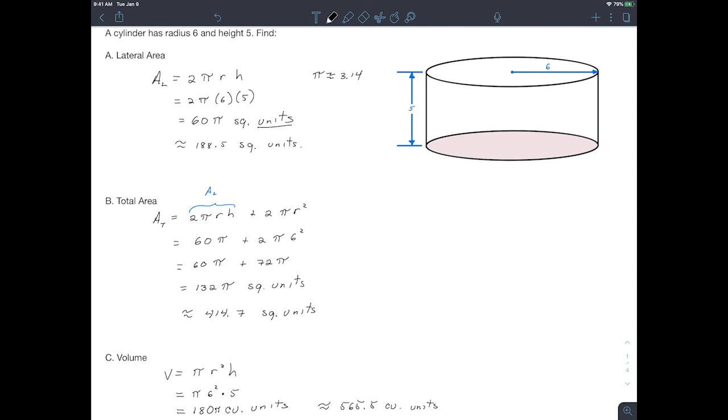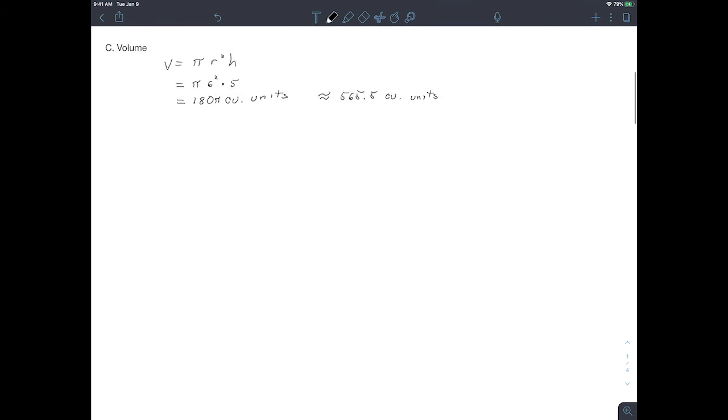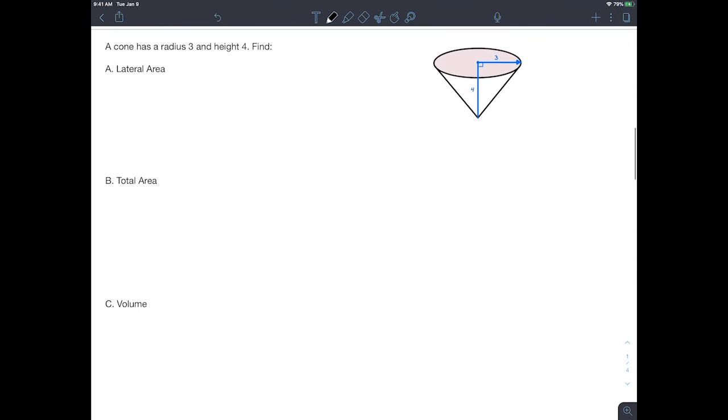All right, that's the end of our first problem. For our second problem, we're going to be finding the same things, but this time for a cone. Again, I have drawn out the cone here. Our cone has a radius of 3 and a height of 4. Again, no specific units were given.